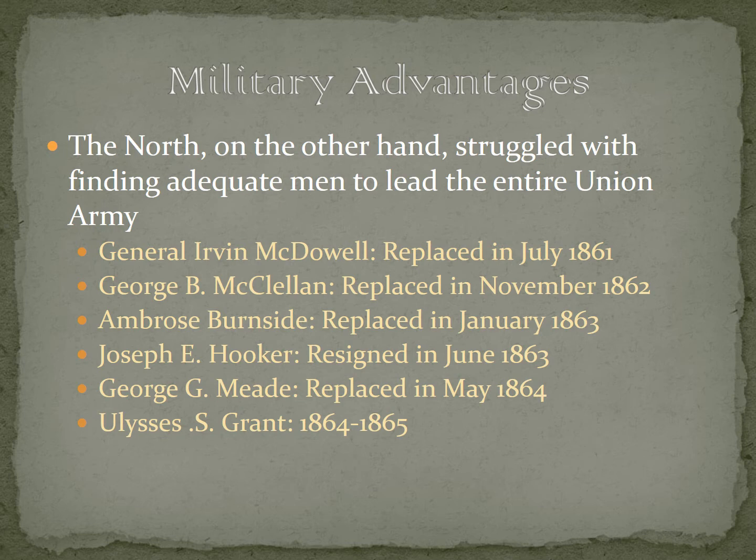Joseph E. Hooker will replace him, but he will resign in June of 1863, just 3 days before the Battle of Gettysburg. Then you get George G. Meade, and then he will be replaced in May of 1864 by Ulysses S. Grant. Now, Meade will continue to fight and hold the position of general, just not general-in-chief. There was some concern about Meade, especially in 1863, allowing Lee's army to retreat and to fight another day, that he was too cautious of a general, and so he's replaced with Grant.